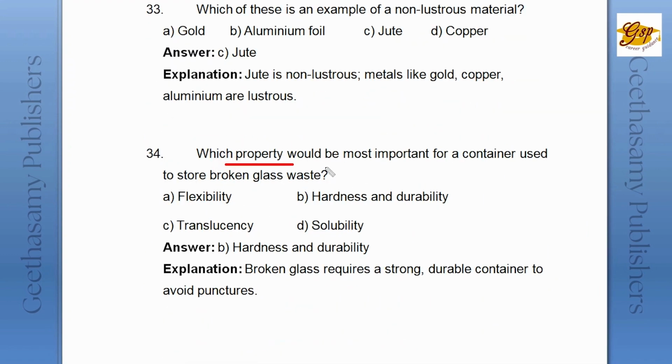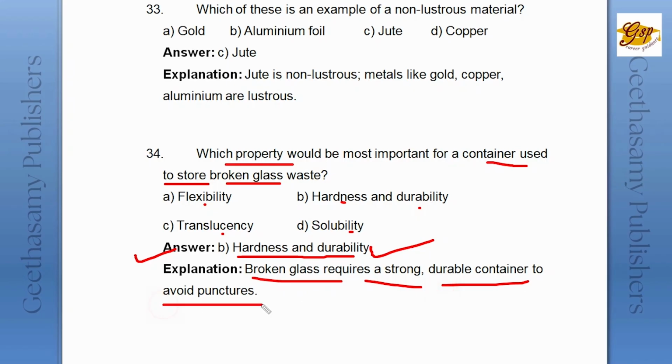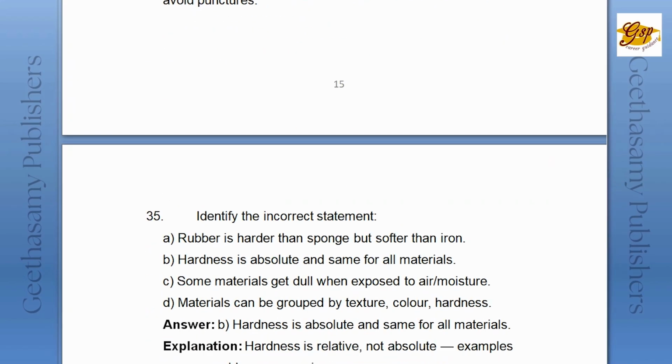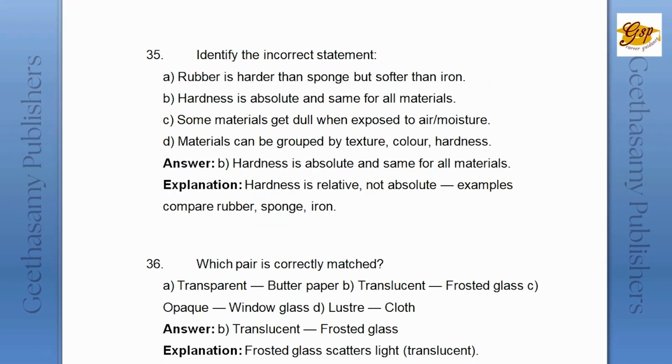And 34th question. Which property would be most important for a container used to store broken glass? Flexibility, hardness and durability, translucency, or solubility. The correct answer is hardness and durability. Broken glass requires a strong, durable container. Avoid punctures.